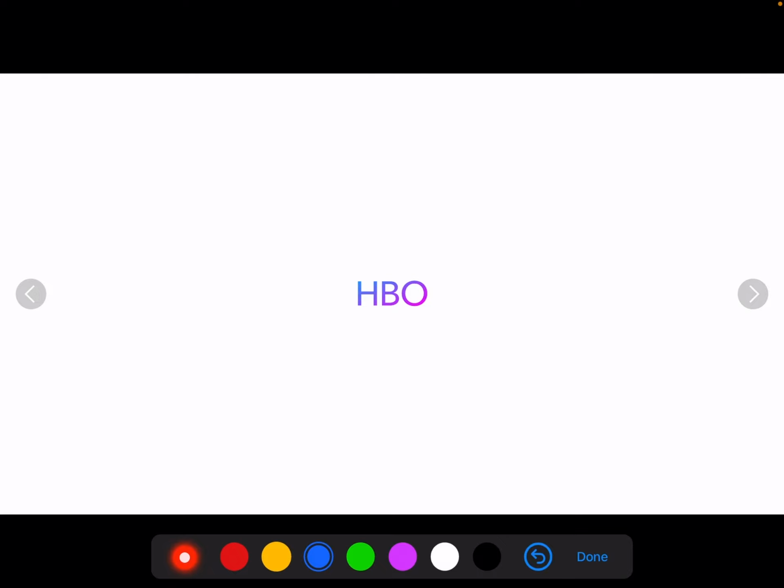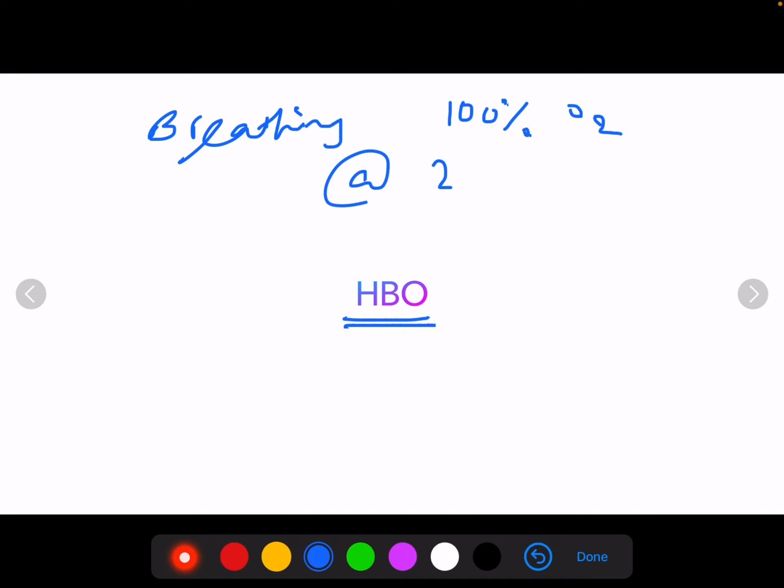Now comes the hyperbaric oxygen therapy, that is the HBO therapy. HBO is breathing 100% oxygen at the rate of 2.4 atmospheres absolute pressure for 90 minutes.